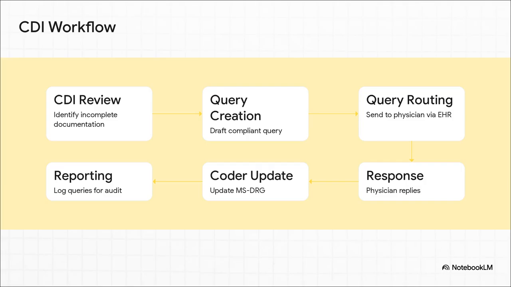To build an unbeatable appeal dossier and pre-bill committee, your team has to systematically flow through 6 exact steps to synthesize physician notes, lab trends, and coding guidelines. It starts with the CDI review to spot incomplete documentation. Then, you draft a compliant query. Next is query routing, often using EHR integrations to send it right to the physician's inbox. After that, you secure the provider's response, the coder updates the final MS-DRG, and finally, everything is logged for audit and reporting. When you're building appeal letters, this synthesized data is your ammo.